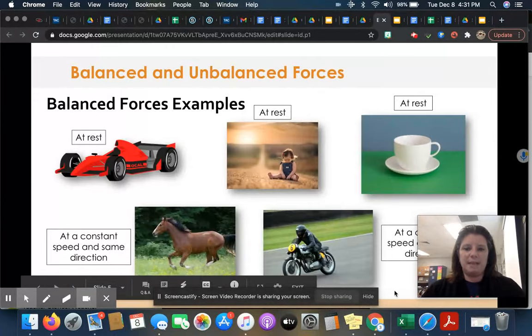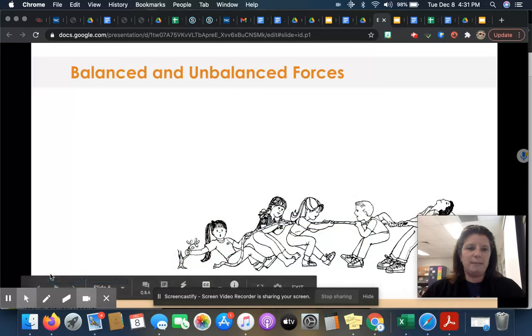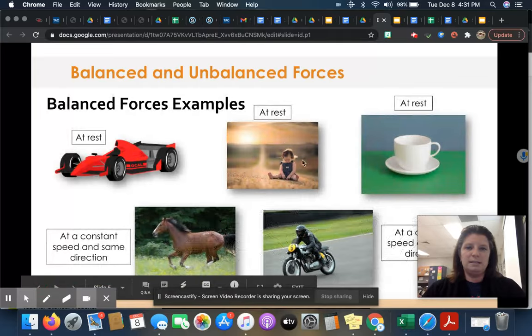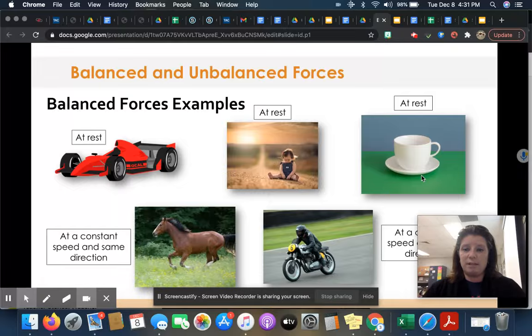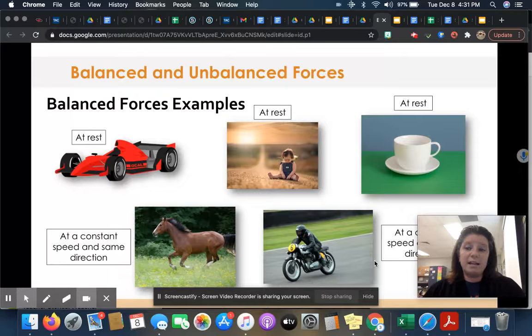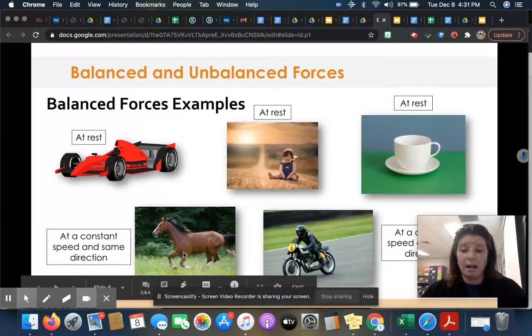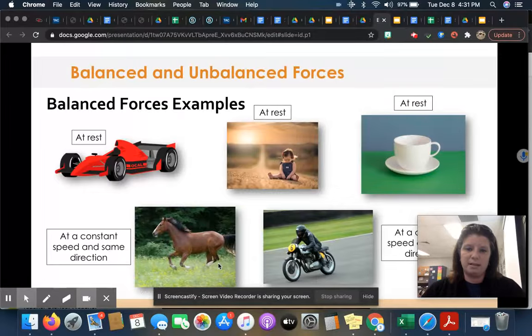These are some examples that we have. Okay, so we have a car that's not moving. I got this tiny little, cute little baby there that is just sitting there in the sun, sunbathing. I have a cup of tea that is sitting at rest. I have a motorcyclist. He's riding at a constant speed. And then I have this horse that's going at a constant speed and direction as well. Those are all considered balanced.